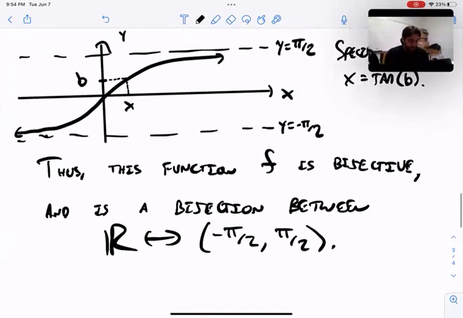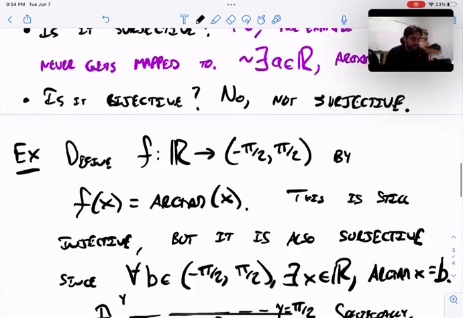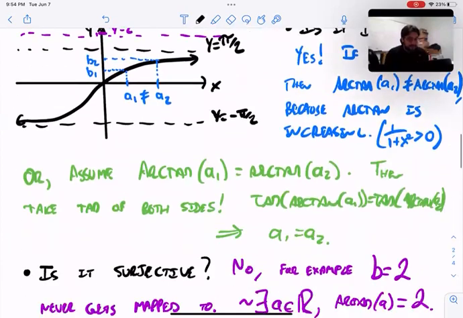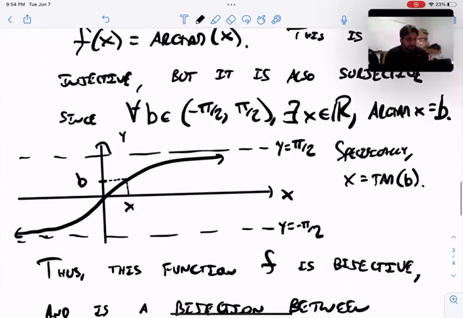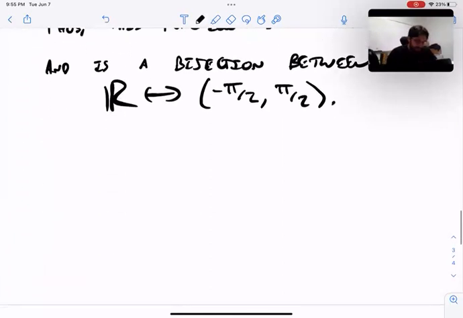So that is an example of arctangent set up with two different codomains, one in which it is surjective, one in which it is not. In both cases, it's injective. In the case where it's not surjective, it's then not bijective. In the case where it is surjective, then it is also bijective. All right. Why do we care so much about bijections? Well, there's a big reason why we care.